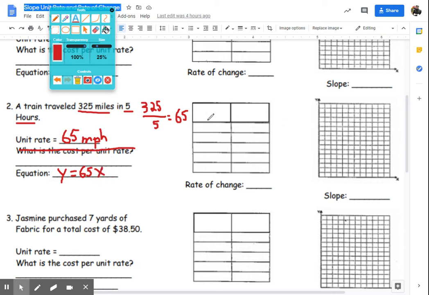All right, so now let's fill in our table. So here's my x, here's my y. X will always be your time. So right here, I've got hours. So x is going to be my hours. And then y will be my miles.